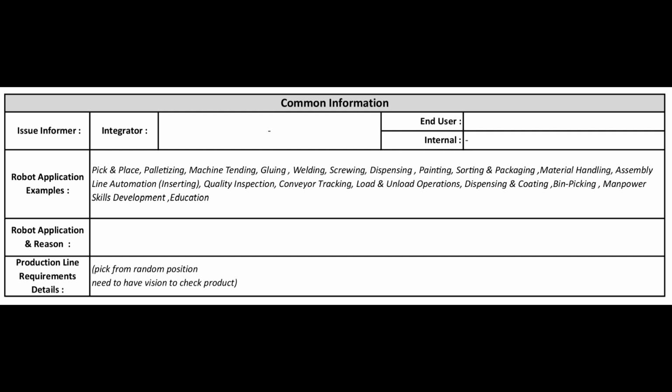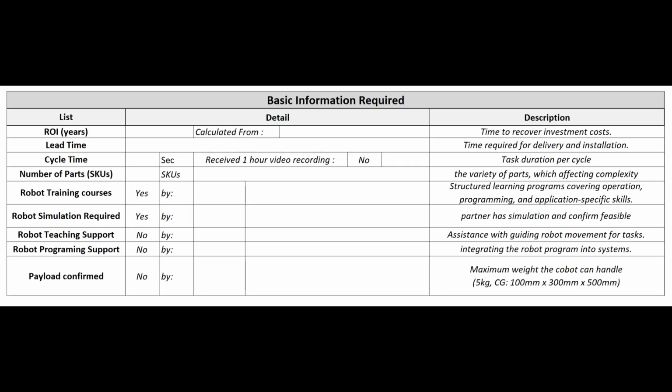Takt time target, number of SKUs, part variation or orientation randomness, part presentation method, operator interaction, and any quality constraints that cannot change. Now the basic information required table. This is the core of validation. Business and timing. ROI is the payback target in years, including assumptions if not confirmed. Lead time is the expected delivery plus installation schedule. Cycle time is typical and worst case seconds per cycle.